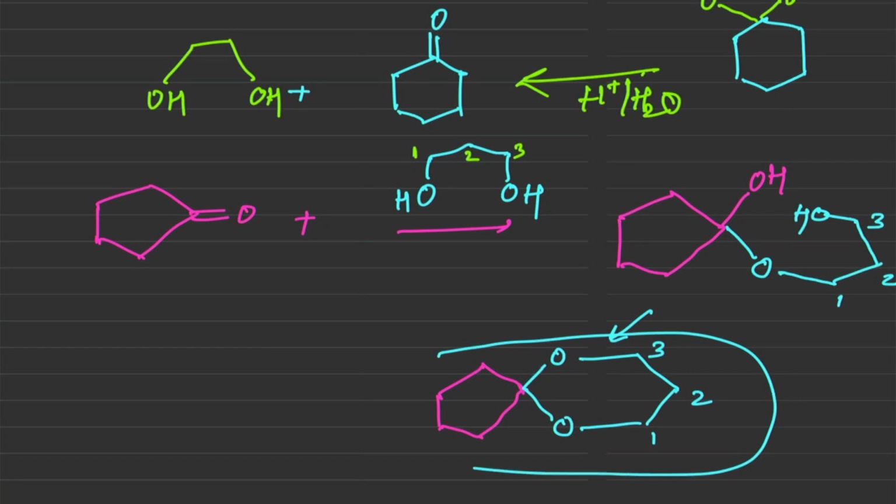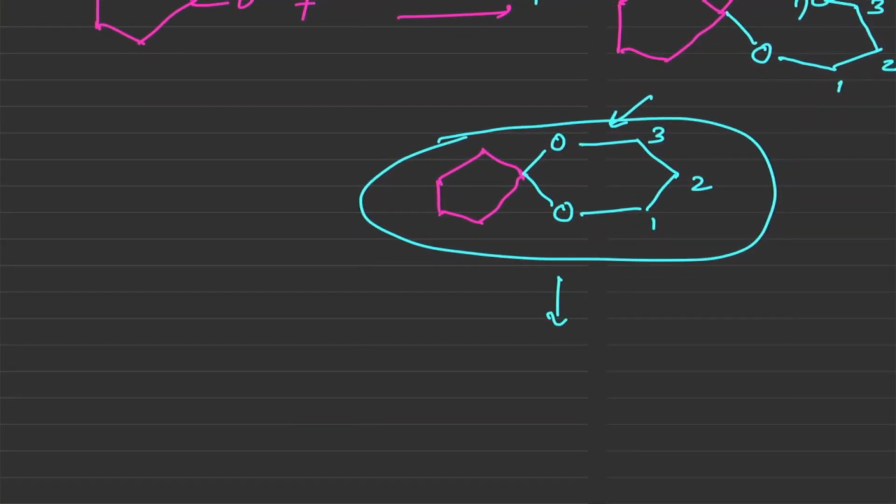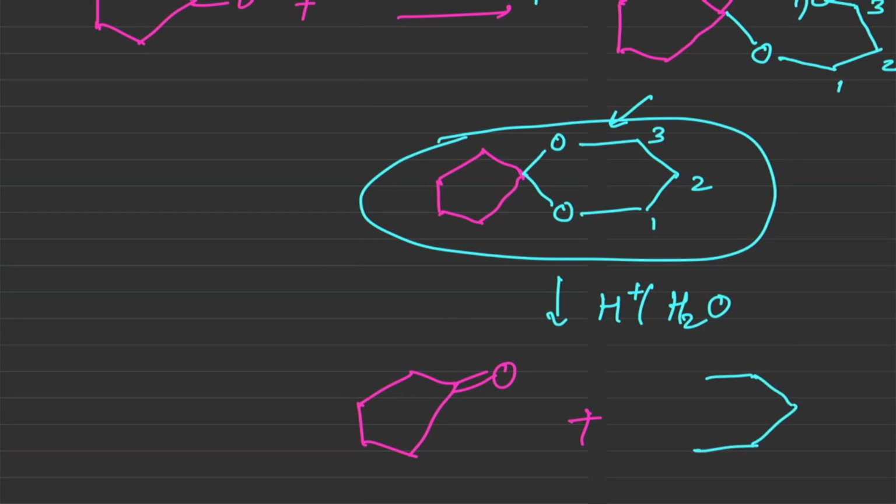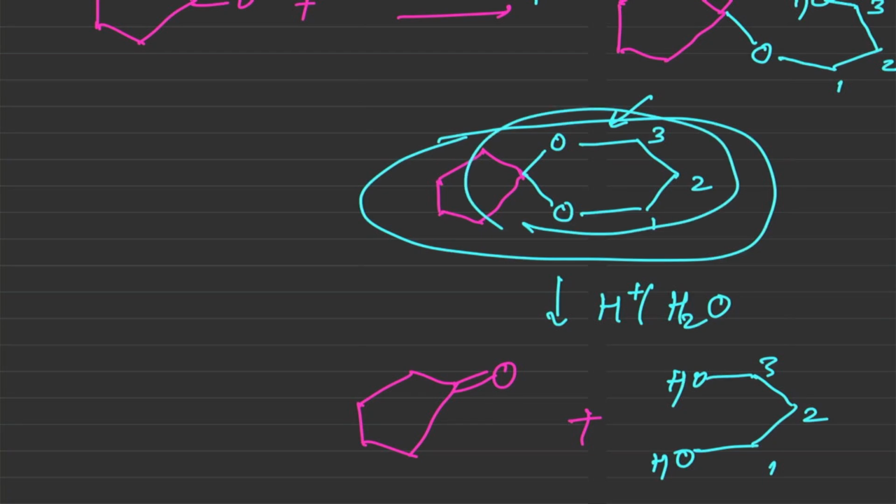So what if I take this and react with excess H plus and water? If I do that, I will regenerate my ketone, and I will also regenerate my alcohol. Again, 1, 2, 3 carbon atoms, OH, OH. So that's how you can convert back and forth between acetals. So this is a cyclic acetal. All right. Okay, let's stop this video here.